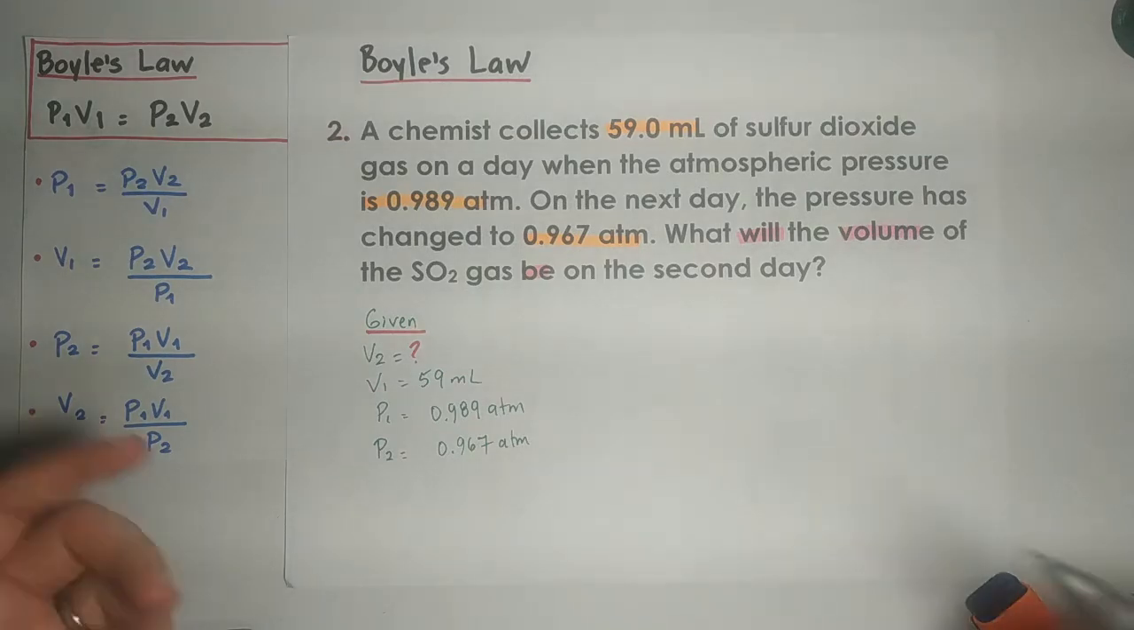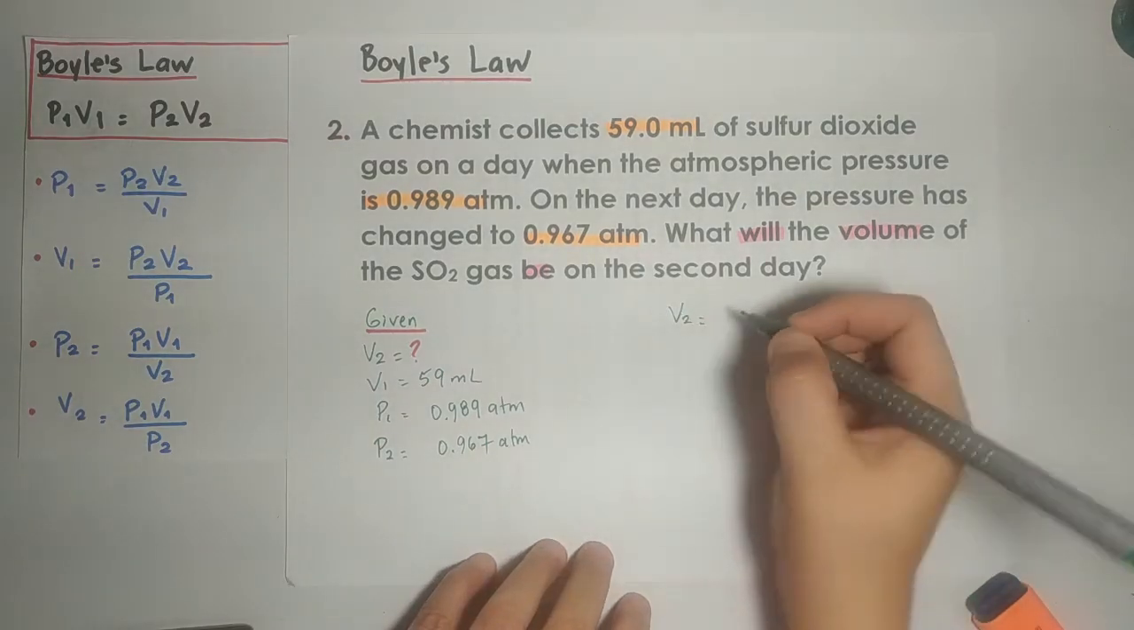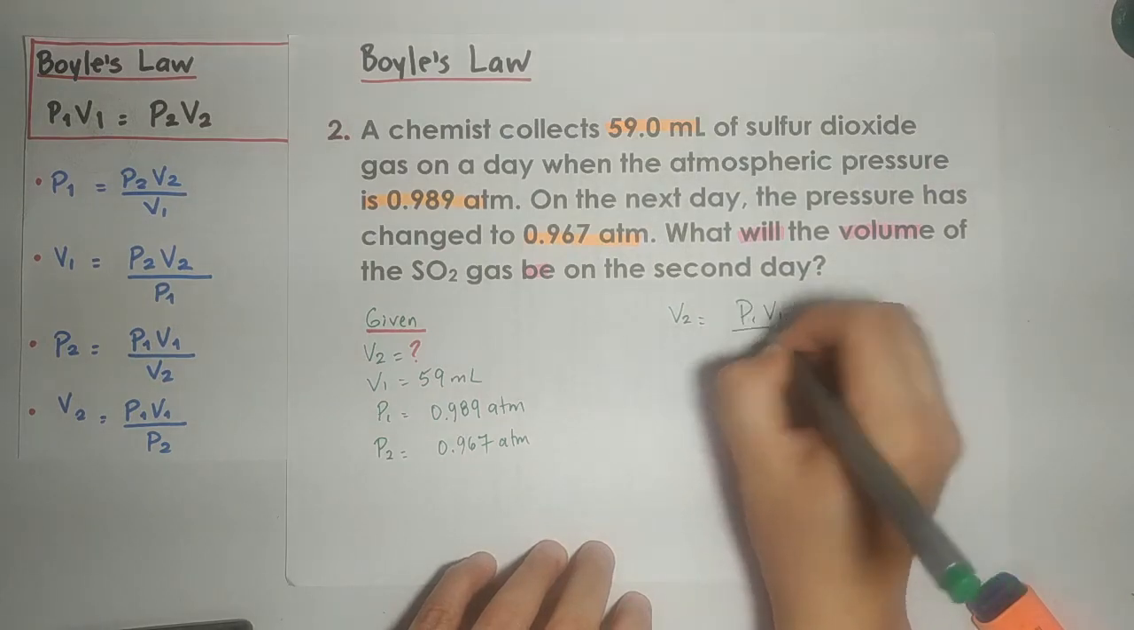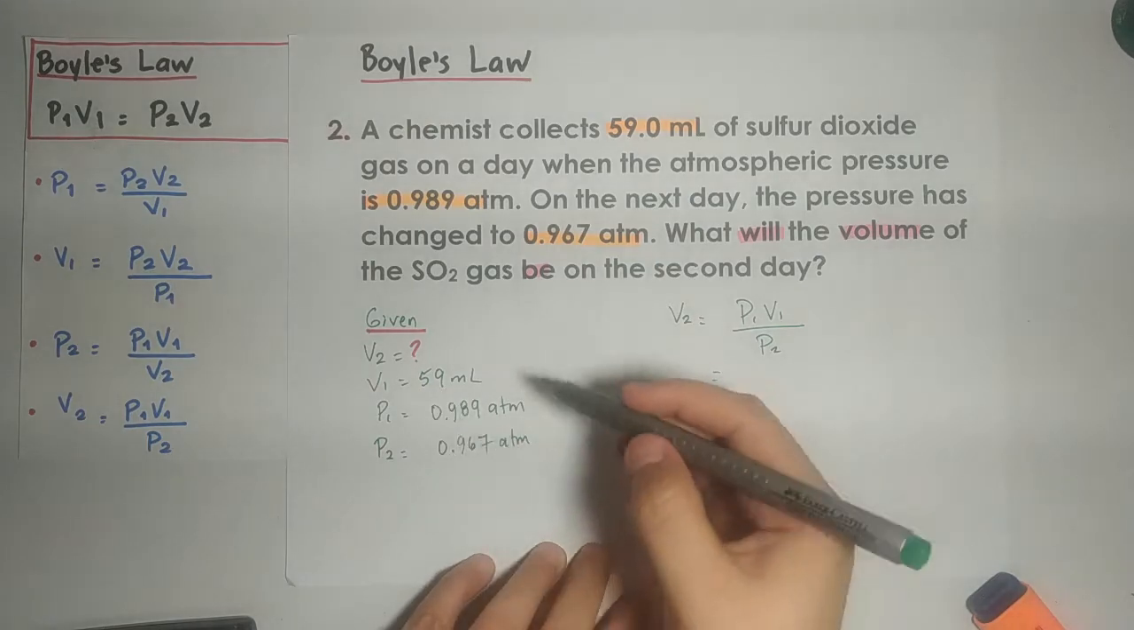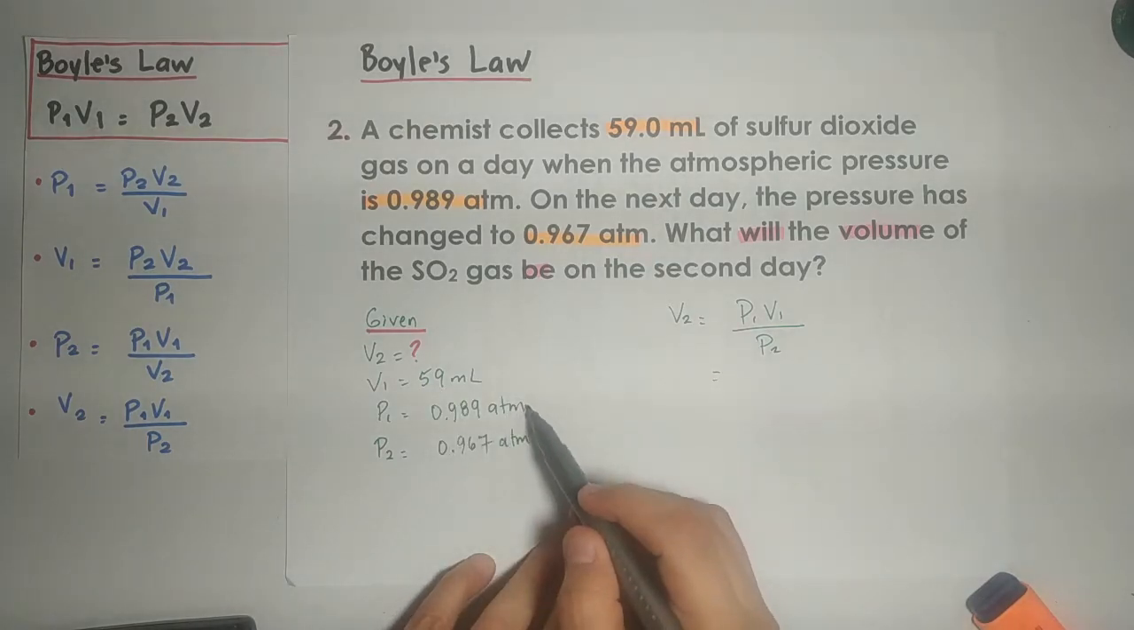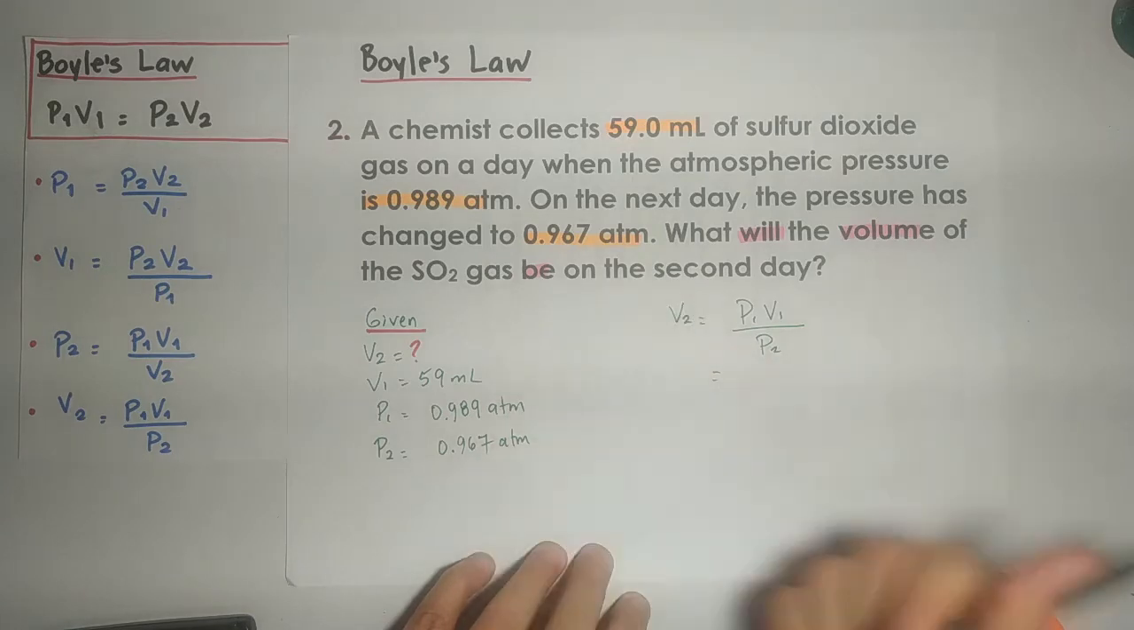Same equation as the exercise before: volume 2 equals pressure 1 times volume 1 divided by pressure 2. We have everything we need. Just check that the two pressures are in the same units. Yes, so we continue.